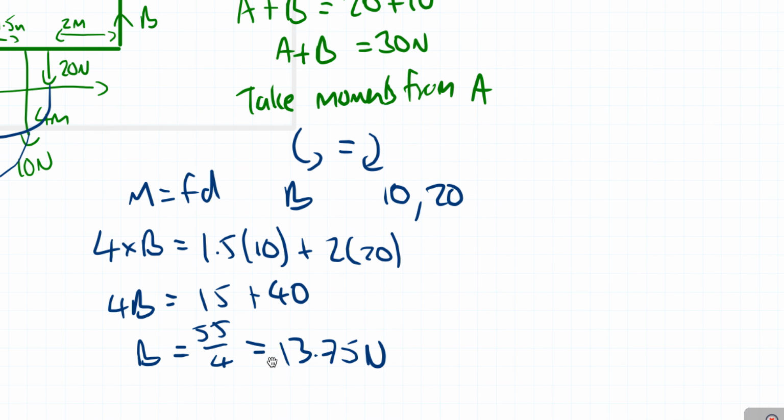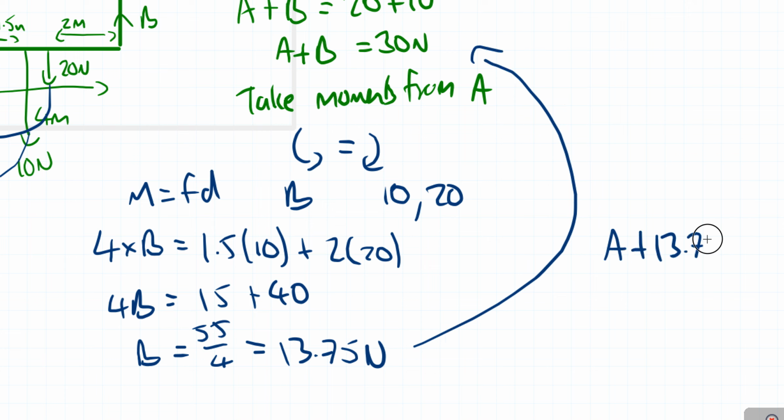And from here, we just plug it back into our formula. So A plus 13.75 is equal to 30, and therefore A is equal to 30 minus 13.75, which gives you 16.25 newtons. And that brings the end of these questions. Any questions that you might have, please let me know.